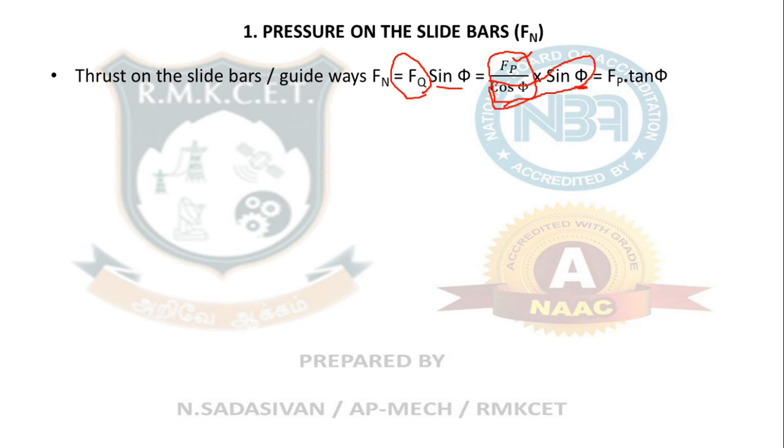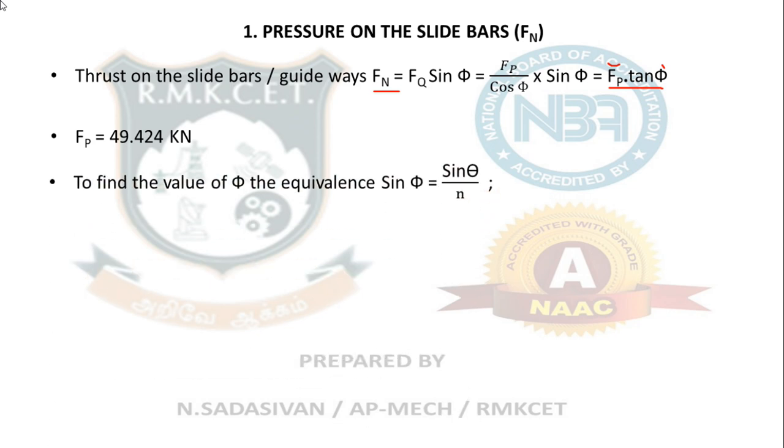This formula is already there. You know this formula. Okay, Fn, the normal reaction, is equal to Fp tan phi. I know the value of Fp. If I find out the value of phi, then I can solve this. Okay, Fp equal to 49.24. So to find the value of phi, I am going to use this relationship that we have already used in the derivation. Correct. Sin phi equal to sin theta by n. Okay. So sin 60 by 4, 0.2165, do a sin inverse, you will get the value of phi.